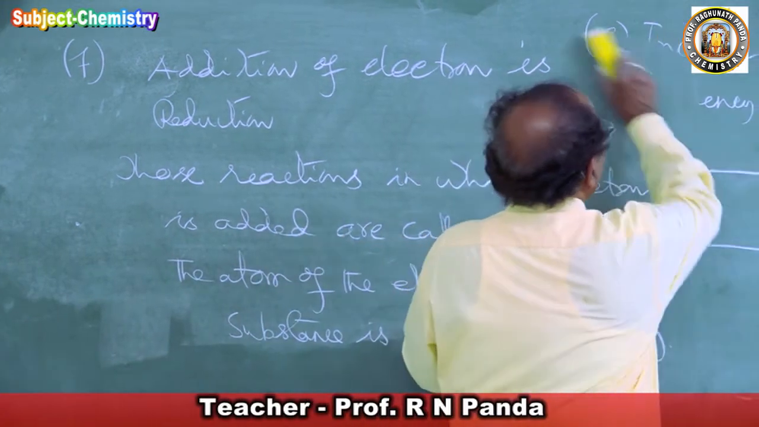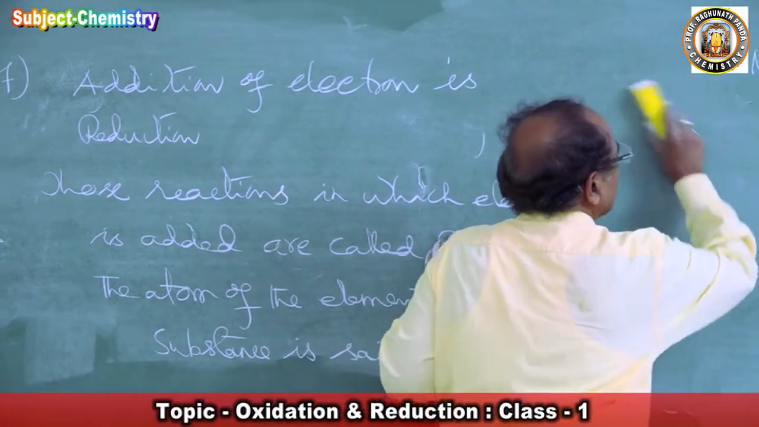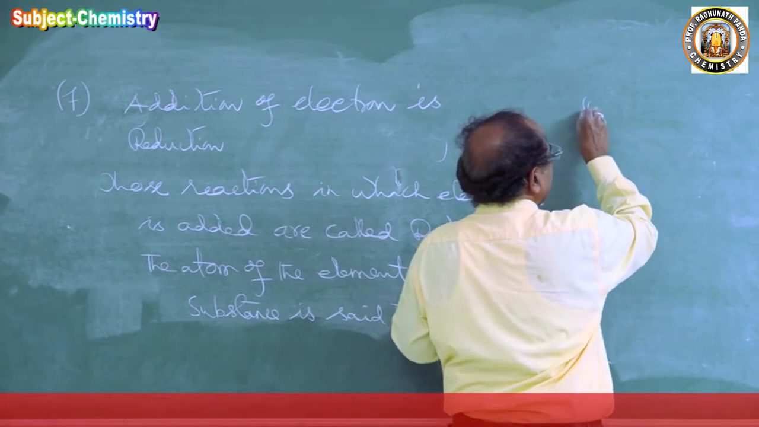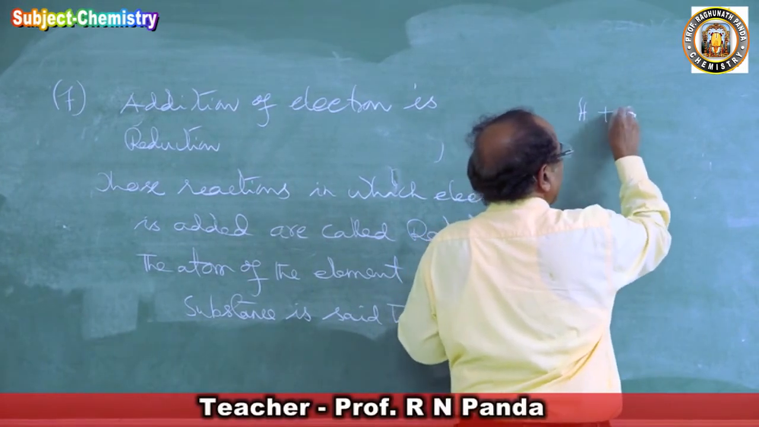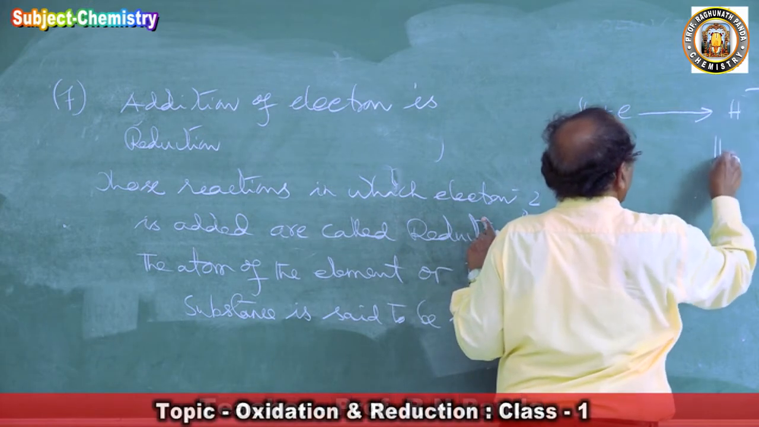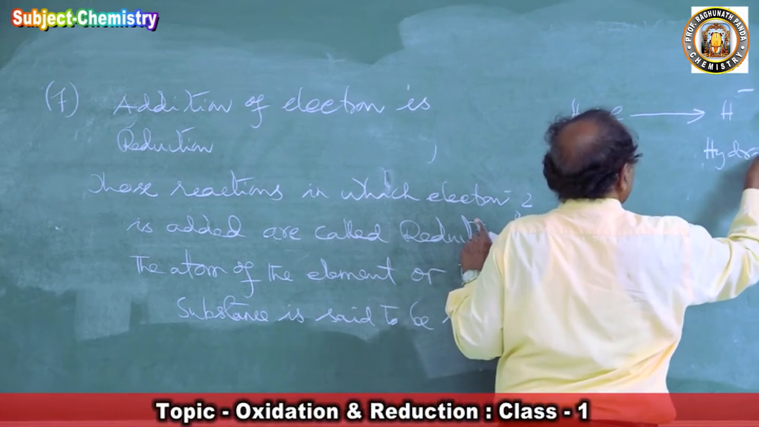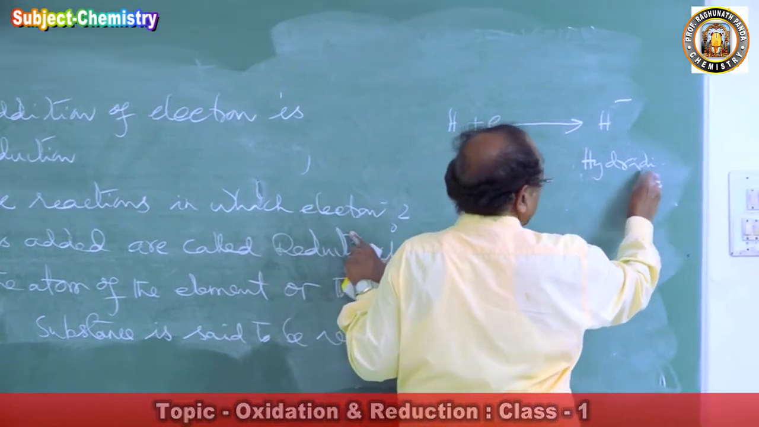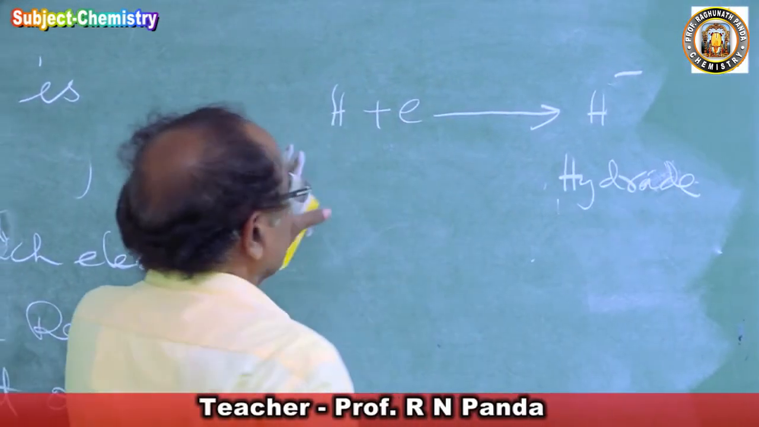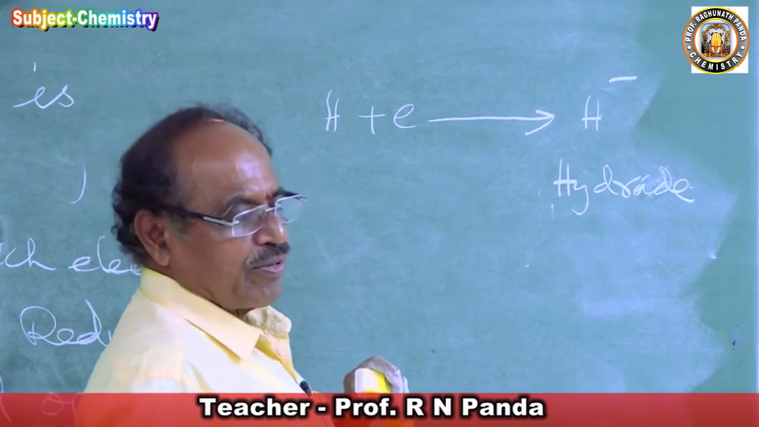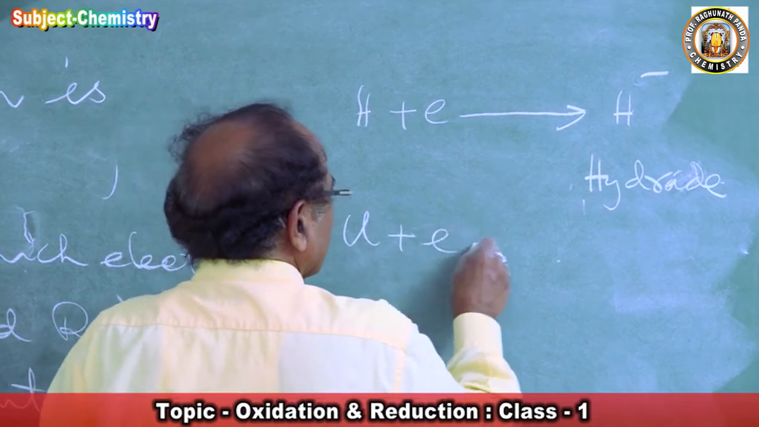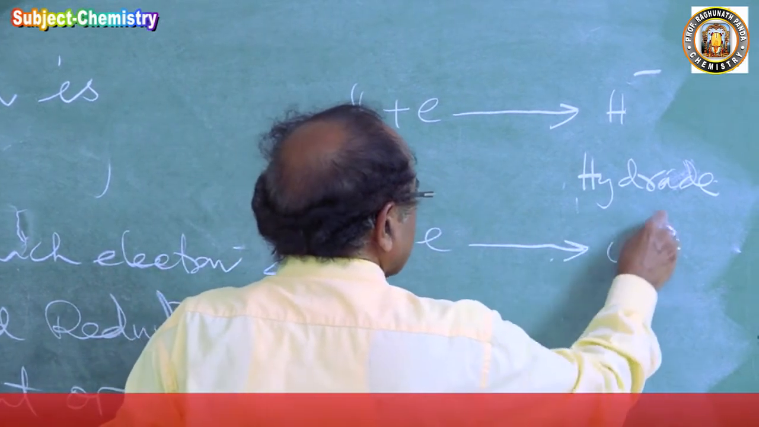For example, we have a hydrogen atom. Hydrogen atom has atomic number 1, it has one electron. So when we add an electron, this forms H-. It is called hydride. We say hydrogen is reduced to hydride. Or we have chlorine, and we add an electron. This forms a chloride, Cl-.